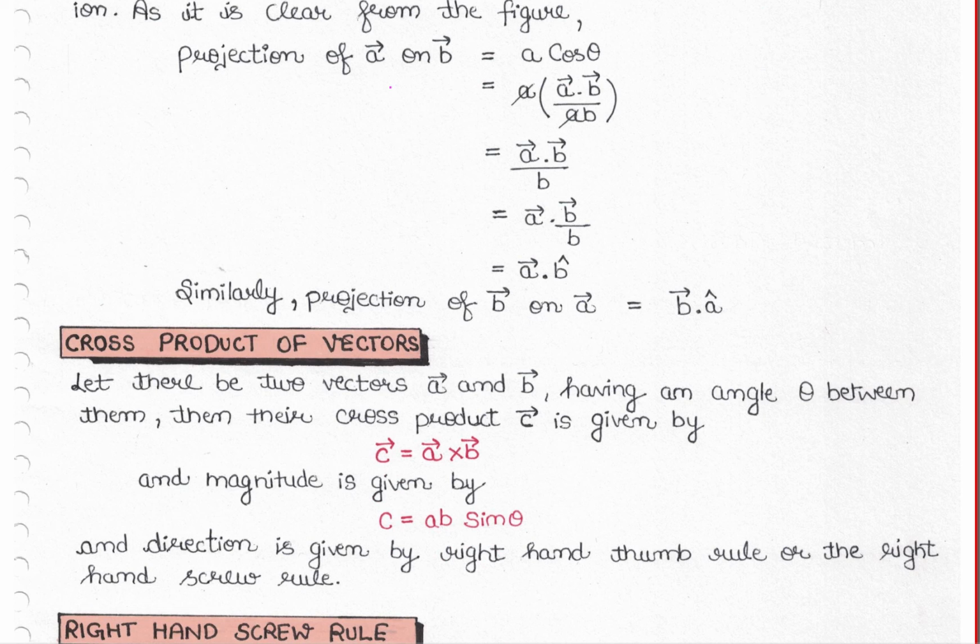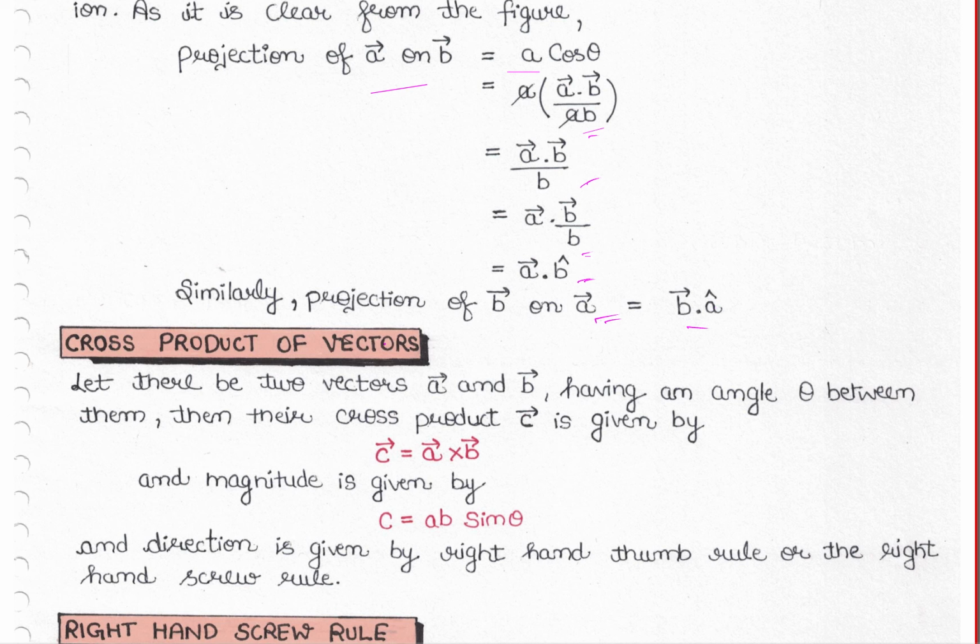So projection of A on B is equal to A cos theta, or A dot B by AB, is equal to A dot B by B, or A dot B cap. So similarly, projection of B on A is equal to B dot A cap.